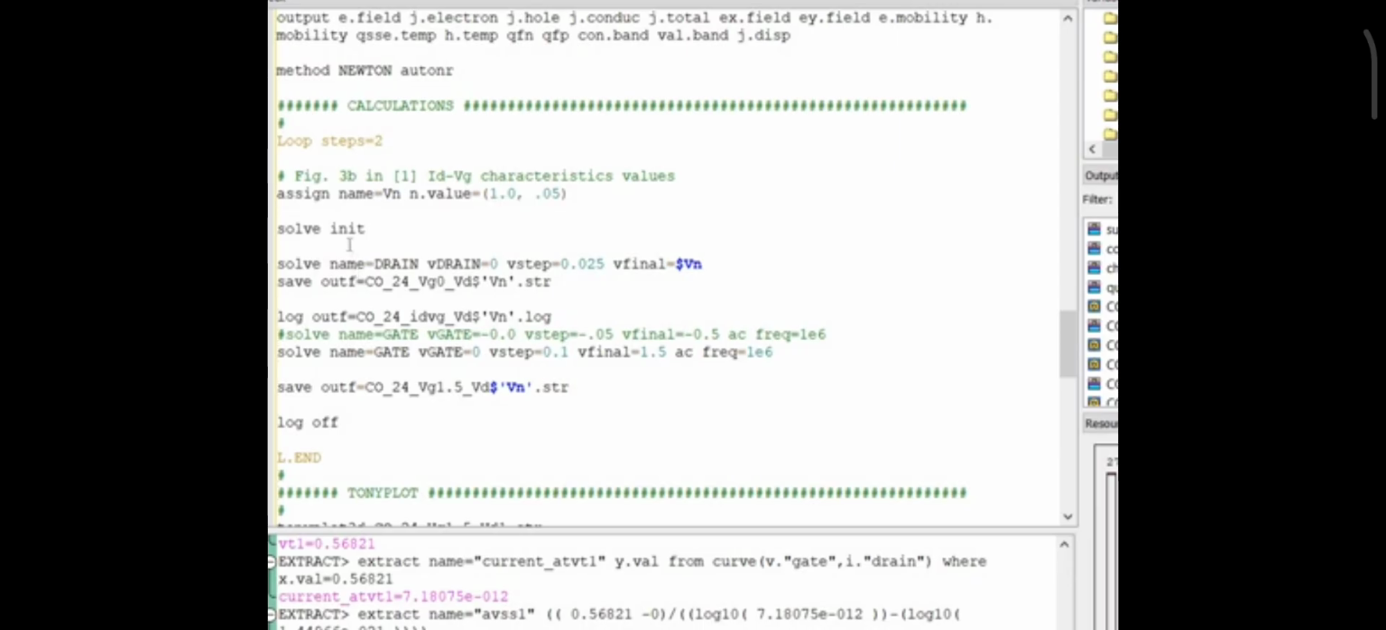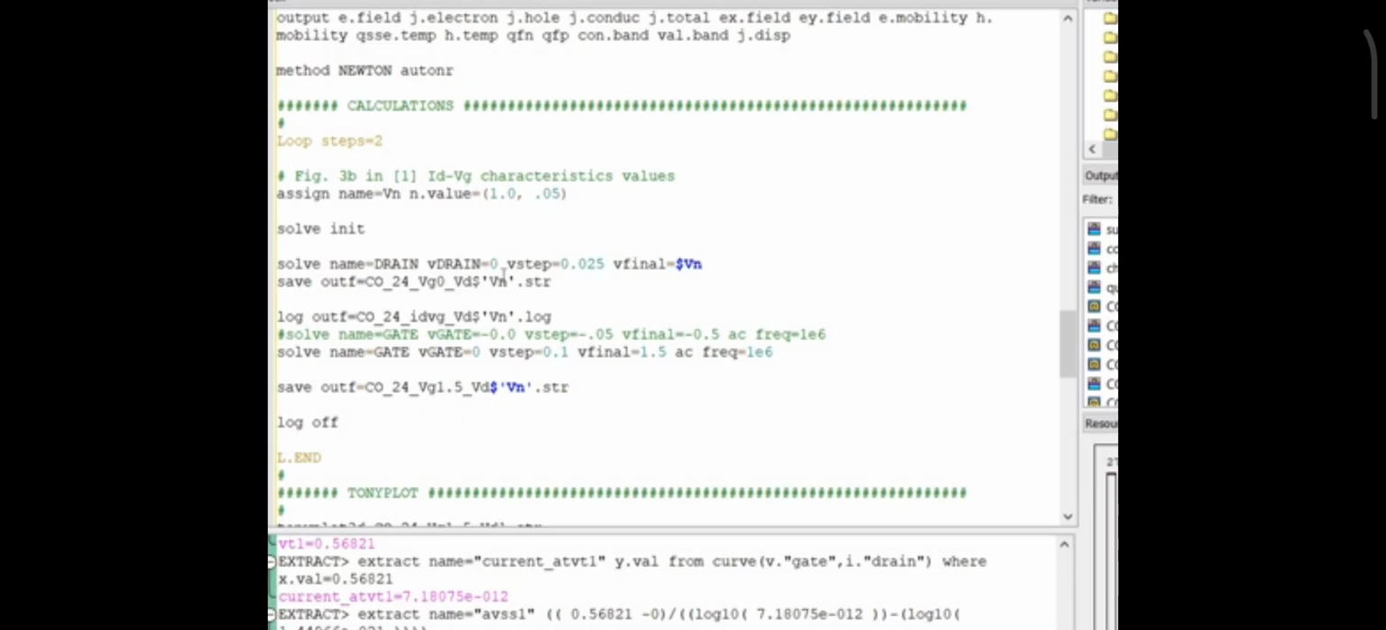Solve initial statement. Then we run the program. After that, solve name drain, V drain, starting from 0 up to the Vn voltage. The first time the loop is run for 1 volt and the second time it is run for 50 millivolt, and the voltage stepping is 25 millivolt.